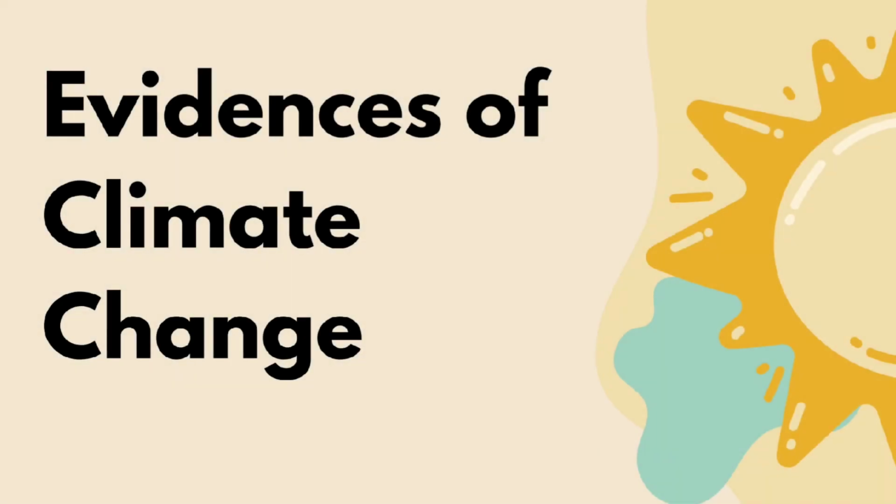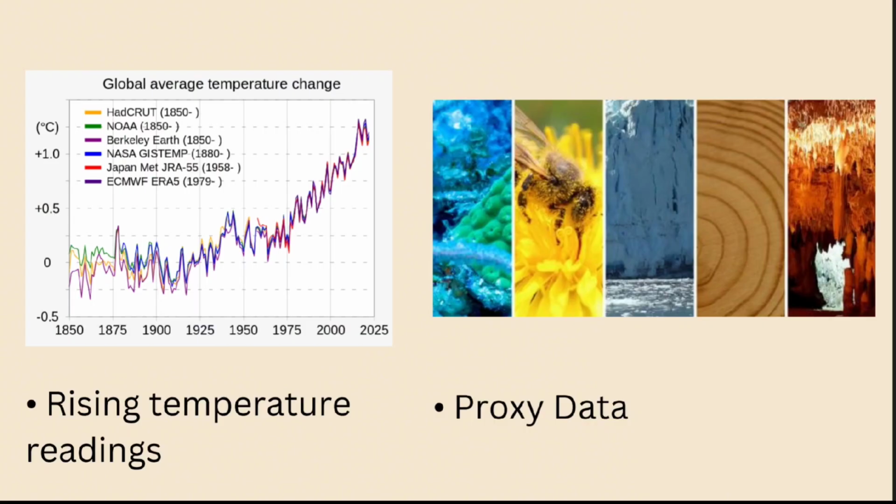There is a substantial body of scientific evidence supporting the existence of climate change, particularly in the form of rising temperature readings. The record shows a rising trend in global average surface temperatures. Back to the mid 19th century shows a clear upward trend in global temperatures. This warming trend is supported by data from various meteorological organizations, including NASA and the National Oceanic and Atmospheric Administration, or the NOAA.